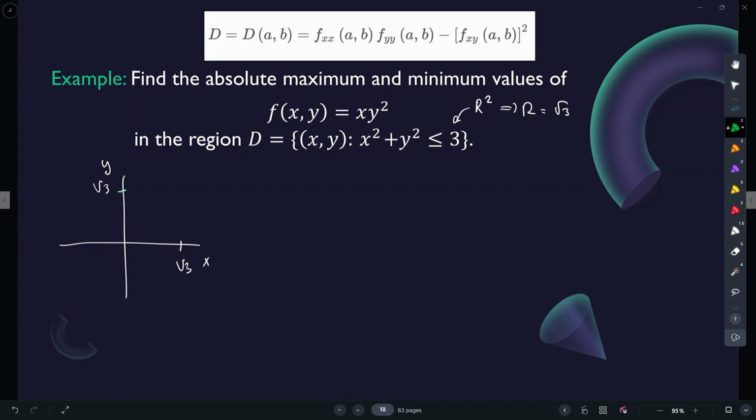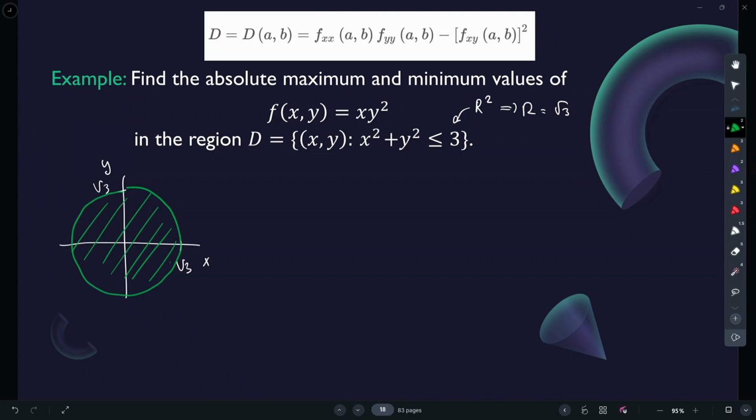And my domain, the boundary is a circle, and it's all the points inside the circle. So it's a filled-in circle. And then I have a function above that, some graph. I don't know what that graph looks like. It's a degree 3 polynomial. I have no idea what that's going to look like. So I want to know what are the possible max and min values for that function in that region.